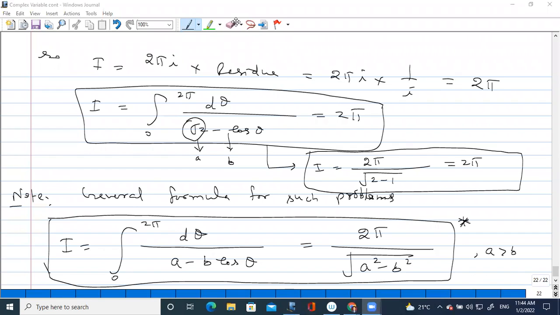Is it only valid for the a minus b cos theta term? Yes, only for this. Rest all, you have to apply the method. Actually, as per books, it is also not there, but someone has made this formula and they have taught it. So we can use it, and it is valid. If it is in this format, then it is always valid. You can use it. This is just a quick formula-type shortcut method.